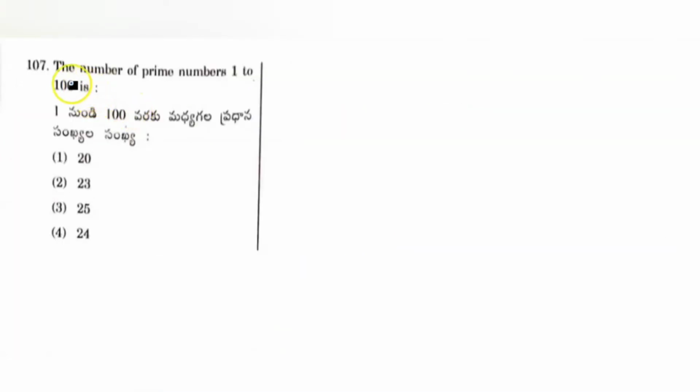Now coming to the next question. The number of prime numbers between 1 to 100 is dash. So how many prime numbers are there in between 1 to 100 is the question.